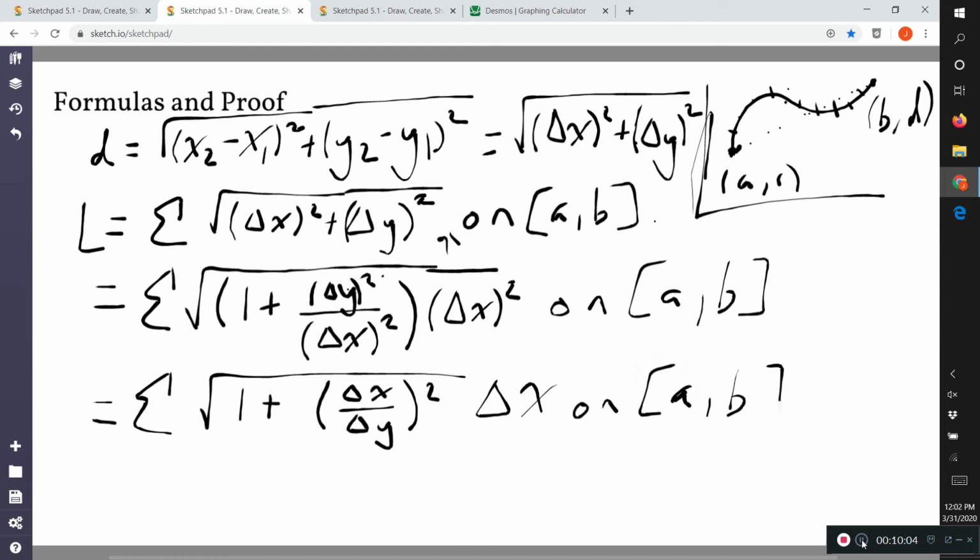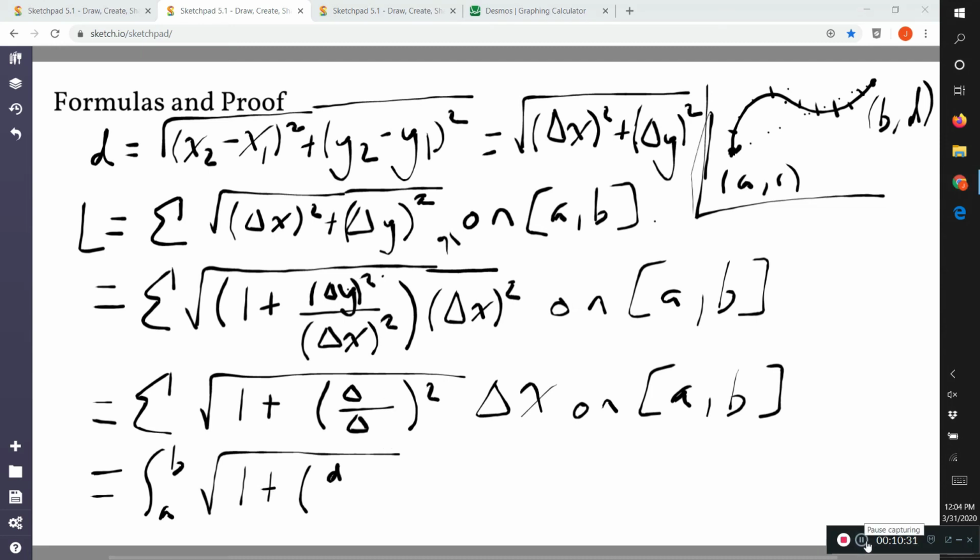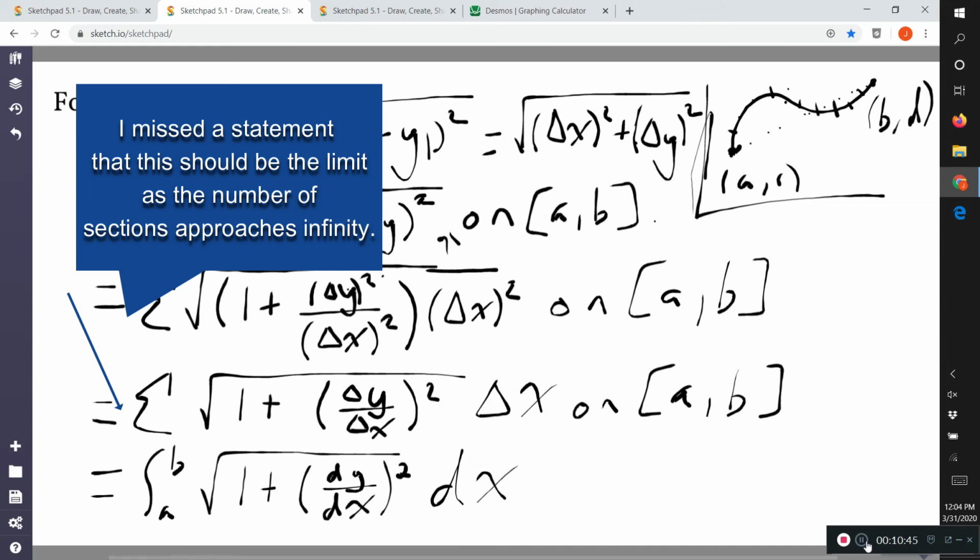And now this looks almost exactly like when we translated summations into integrals. This would be the integral. Because we're on the interval a to b, it's from a to b, square root. Now we typically do not use delta notations in an integral. We change that to dx, or I flipped them here. Let me fix that. So got that fixed. And our delta x would be a dx. And that's the formula we were given at the beginning.